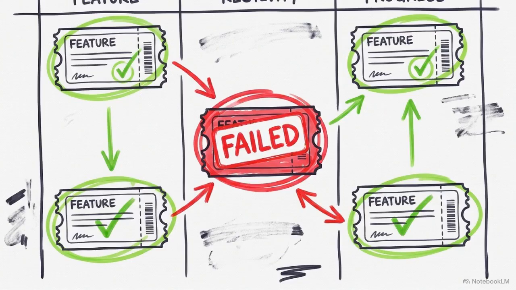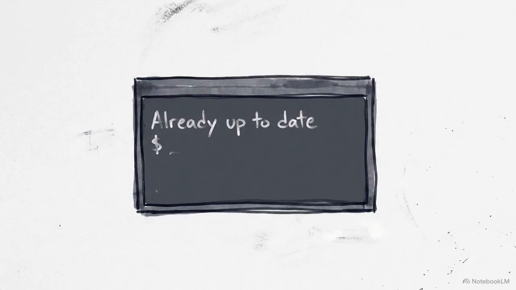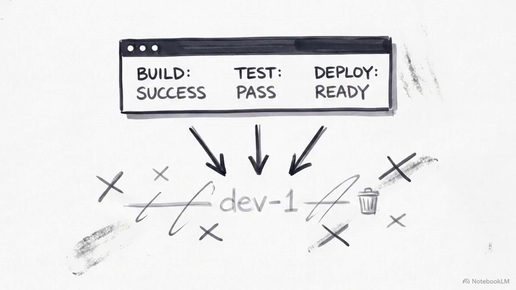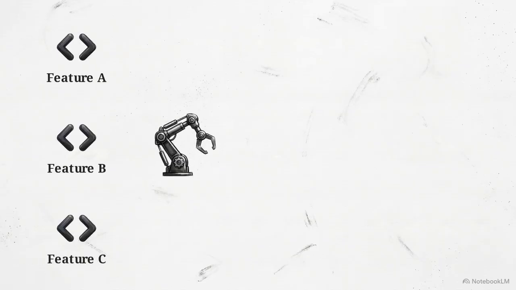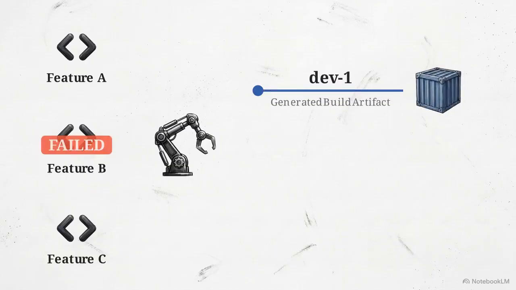If a single feature fails at the last minute, it must be extracted without delaying the entire release. Using git revert on a merge commit to back out a feature can poison the Git history, which may cause Git to ignore those changes when you try to remerge them later. A more reliable solution is to construct throwaway integration branches. This CI diagram shows a script that dynamically merges approved feature branches into a temporary branch labeled dev1. This is a generated build artifact, not a permanent source of truth.